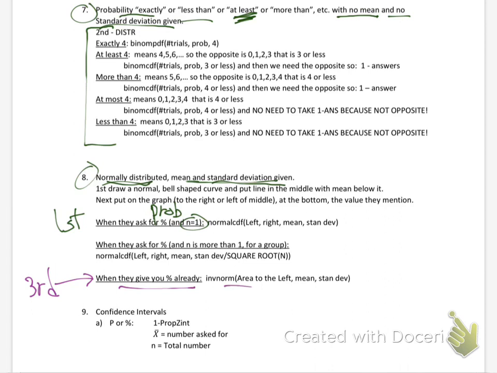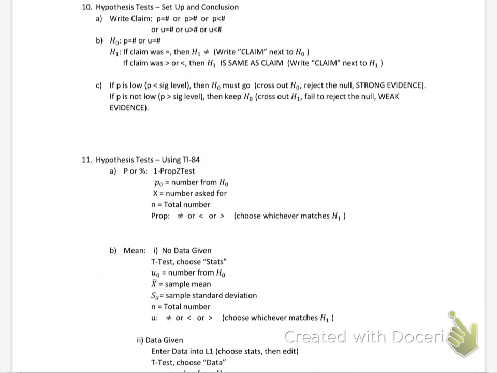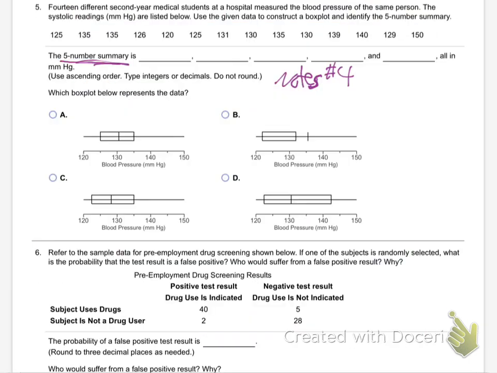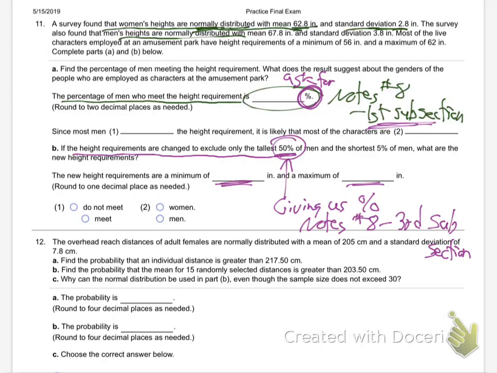They give you a percent. There's what you do, the inverse norm thing. They give you a percent, a 50% or whatever it was. Right? Yeah, 50%, tallest 50%. They're giving me a percent. Notes number 8. So again, I'm not going to solve it the rest of the way. That's on the other practice final YouTube video. I'm just helping you identify right now.